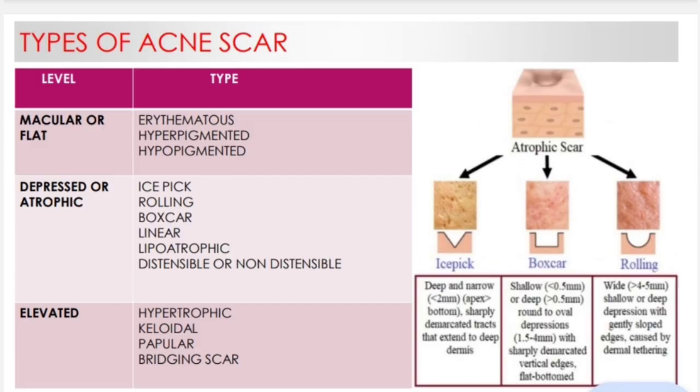Box scars can be shallow or deep depending upon the depth. Shallow is when less than 0.5 mm, deep is when more than 0.5 mm. It is usually a round to oval depression with a width of 1.5 to 4 mm, with a sharply demarcated vertical edge and a flat bottom. Rolling scars are the widest scars, more than 4 to 5 mm. They are also shallow or deep, and appear as depressions with gently sloped edges, caused by dermal tethering.